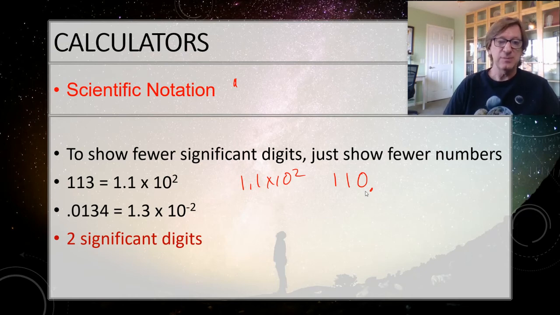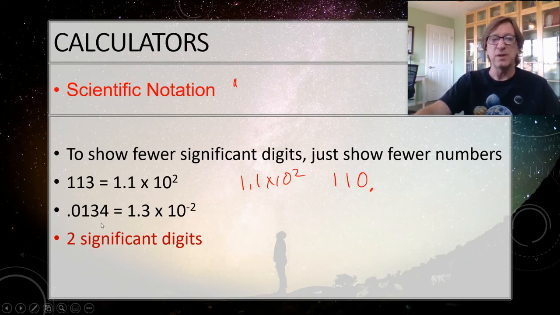Same thing with the 0.0134. I only need the first 2 digits, and so it's 1.3 e to the minus 2. Now, a quick note, if you are dropping digits, if this is 5 or higher, round up to the next one. So if this had been 115, I would write this as 1.2. That probably makes sense to you. If it's 5 or higher, just round up.